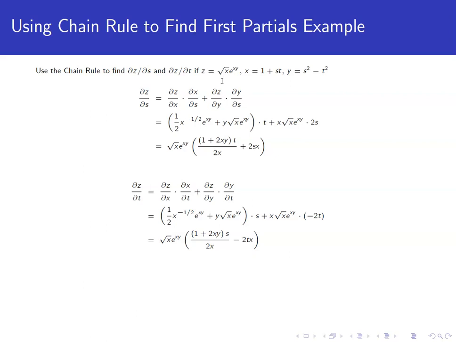We now need to take the partial of x with respect to s and multiply that times what we just found. Well, we look at x with respect to s, the derivative is just a t.